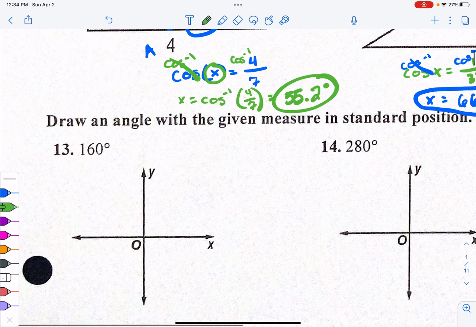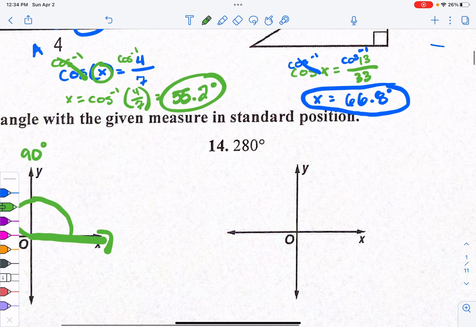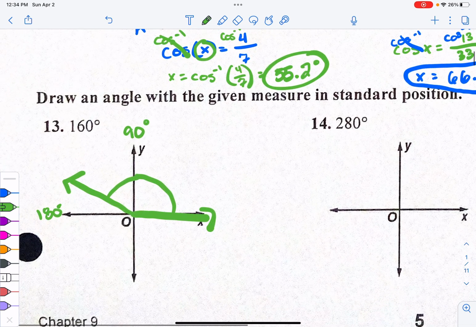All right, so we know that an angle always starts here and then it rotates around in this direction, right? So if I go up this far, that would be 90 degrees, okay? And if I go all the way over to here, that's 180 degrees. So 160 would be not quite all the way there. And that's what he's going to look like in standard position, okay? So in the second quadrant, draw an angle with the given measure in standard position. And there you go, okay?